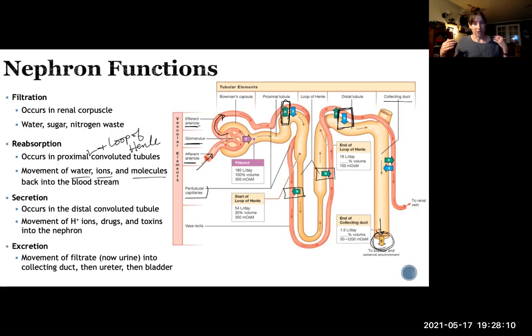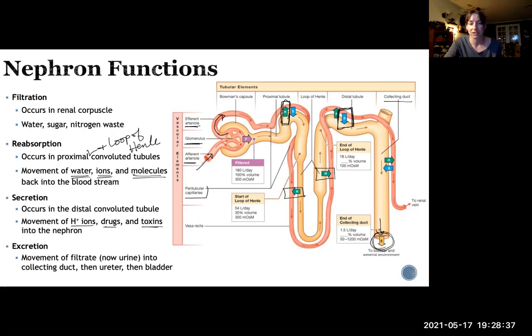Important to note, if you're reabsorbing stuff back into the bloodstream, then it is probably good things: water, ions, and positive nutrient molecules, stuff that we want. If you are secreting stuff into the nephron, that's stuff you don't want. So that's going to be your hydrogen ions, because we're keeping the blood from getting too acidic, various drugs and toxins, okay?